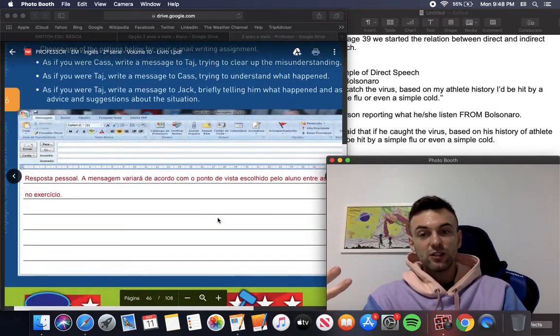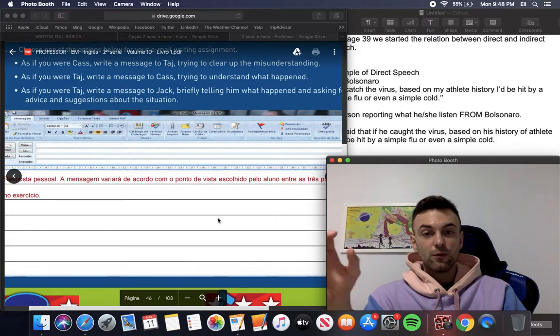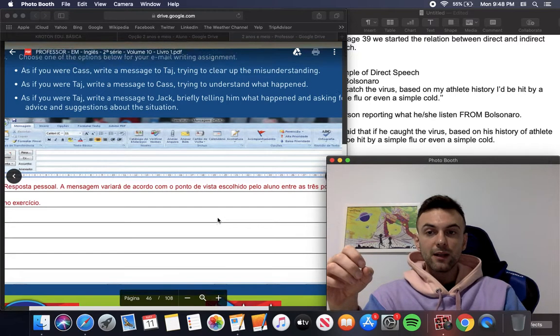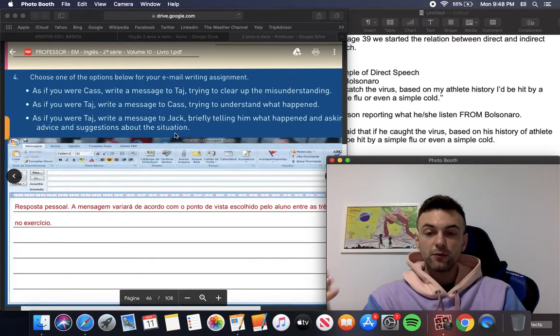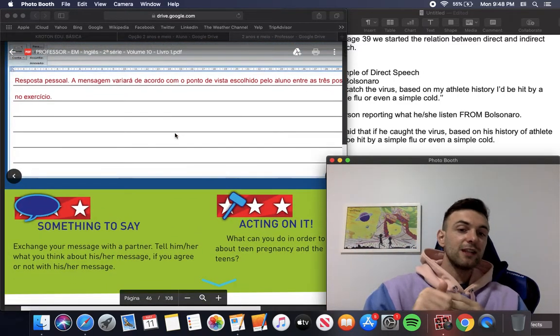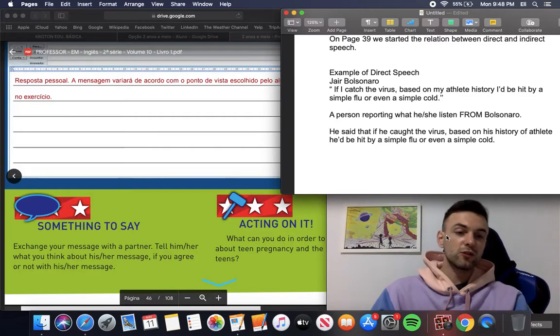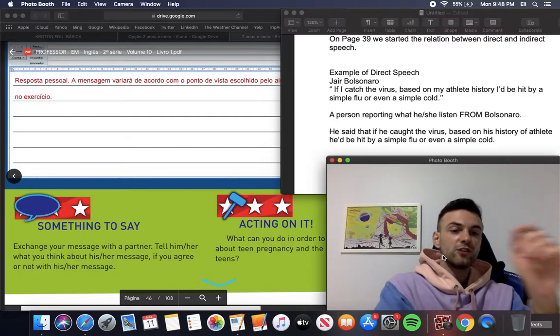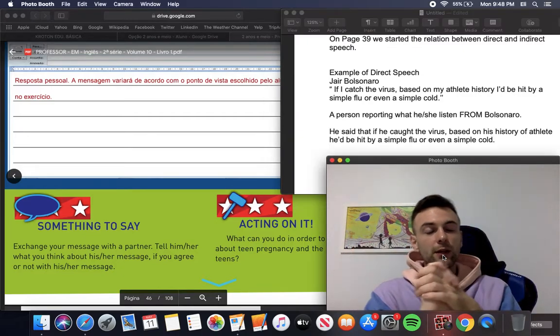E por final, vocês tinham então que fazer aqui o e-mail, né? Que vocês escolheriam um desses tópicos e passariam o e-mail, tá? Então, quem já terminou todas as atividades e ficou com alguma dúvida sobre discurso direto ou indireto, me pergunta aqui nas sessões.